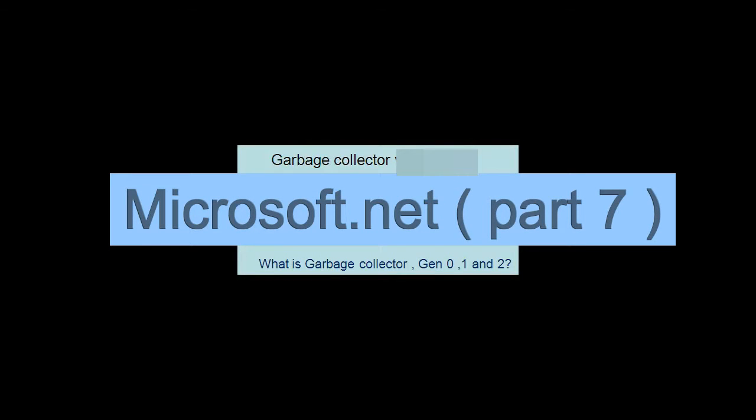So what we'll do is, first let's try to understand the basic fundamental: why do we need a garbage collector? What is the use of garbage collector in .NET? Garbage collector is nothing but a feature provided by the CLR, which helps us to clean unused managed objects. And by cleaning those unused managed objects, it basically reclaims the memory.